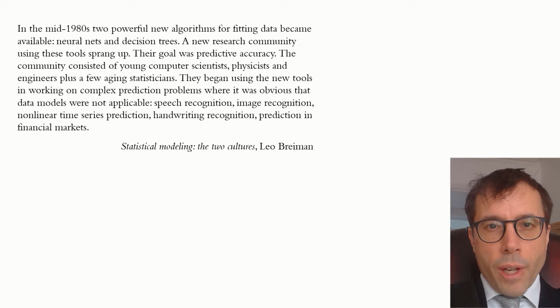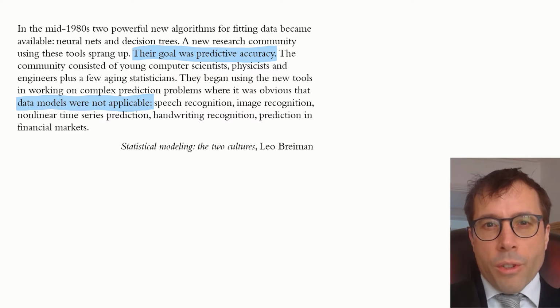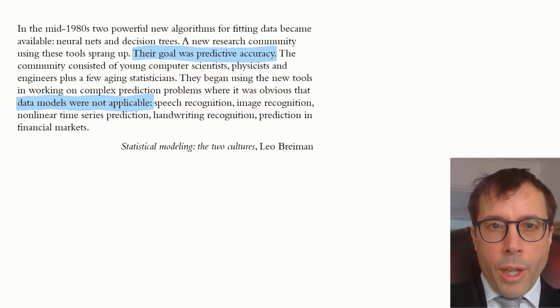Here are two phrases that catch my eye. In the mid-1980s, a new research community using neural networks sprang up. Their goal was predictive accuracy and complex prediction problems where it was obvious that data models were not applicable. By this he means we're not even trying to build models of the sort that we've studied throughout this course. It's just a free-for-all of black boxes, and whoever's black box makes the best predictions, they win the prize.